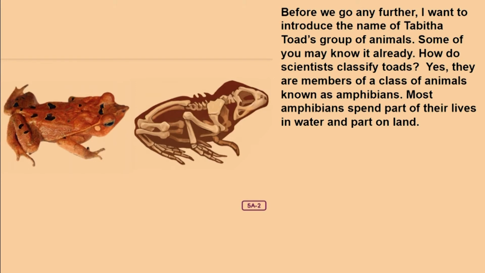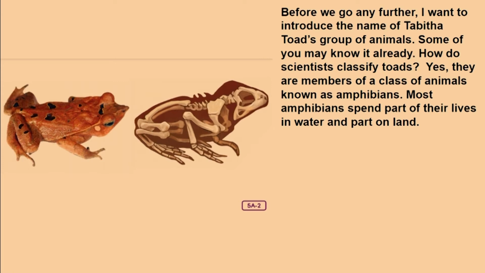Before we go any further, I want to introduce the name of Tabitha Toad's group of animals. Some of you may know it already. How do scientists classify toads? Yes, they are members of a class of animals known as amphibians. Most amphibians spend part of their lives in water and part on land.